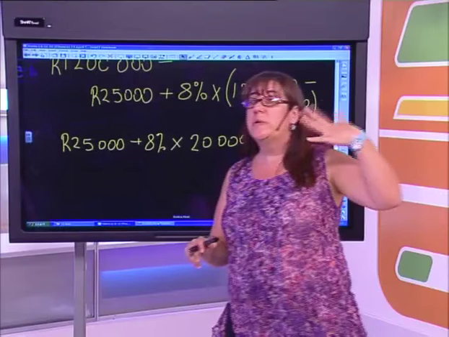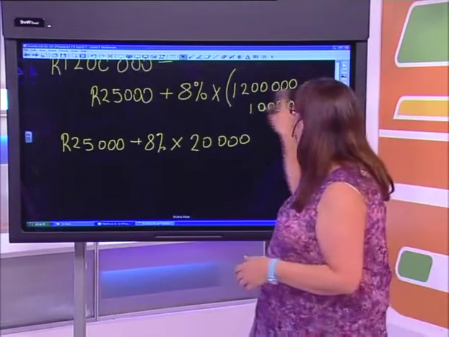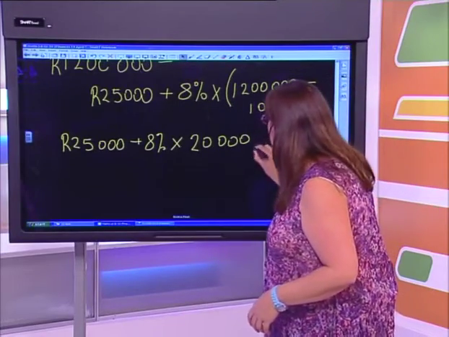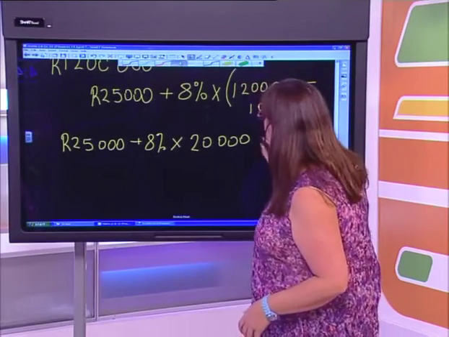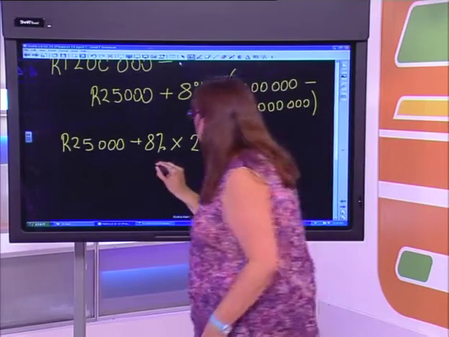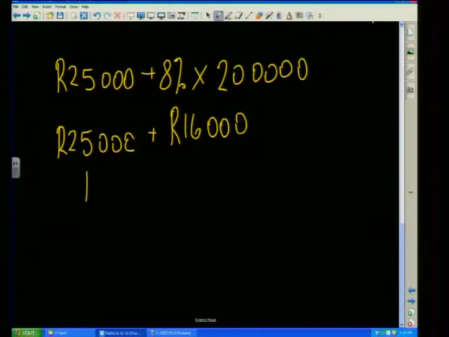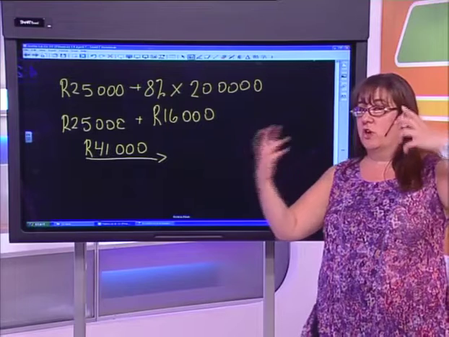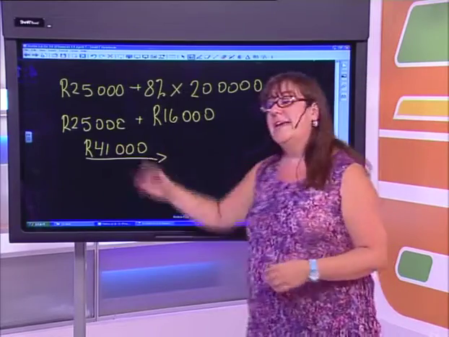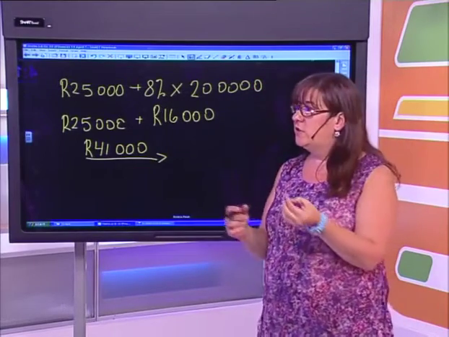Okay, and you see how important it is to check things as you're going along. So 1.2 million, it's 200,000, not 20,000. So let's fix that quickly. Right, and that was 16,000 Rand. And he pays the original 25,000. So we add these up. I don't think we need a calculator. He's going to be paying 41,000 Rand for transfer duties. So already we've got one hidden cost. Over and above his house, for 1.2 million, he needs another 41,000 Rand to pay for transfer duties.